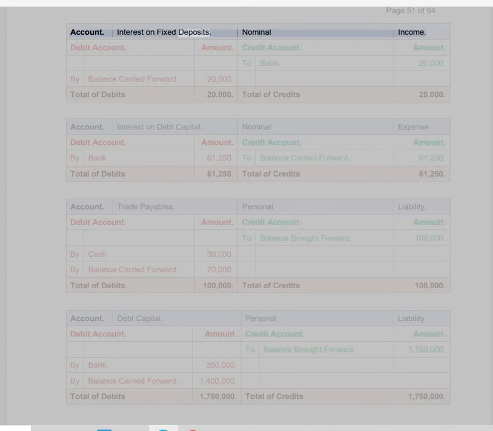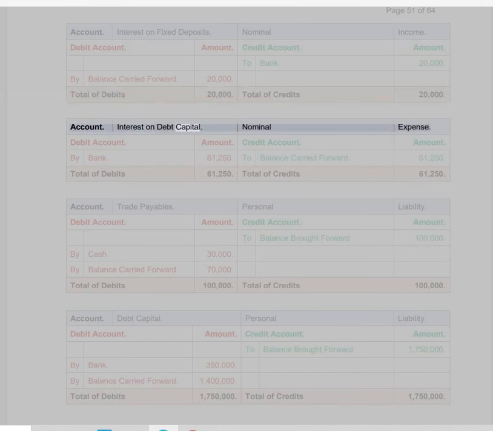Account: interest on fixed deposits. Nominal income. Debit account, amount. Credit account, amount. To bank, 20,000. By balance carried forward, 20,000. Total of debits 20,000. Total of credits 20,000.